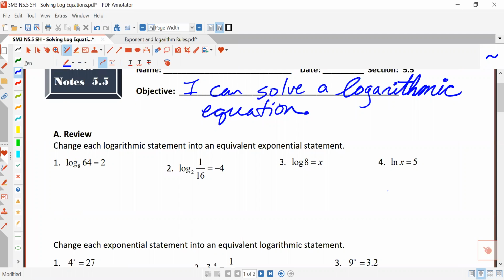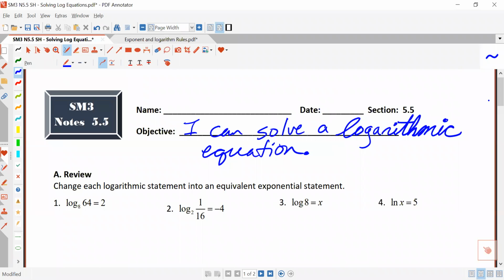Okay, so here we are. I can solve a logarithmic equation, 5.5 notes, okay? So I'm going to call on some people to do this. Let's see. Give me the answers.